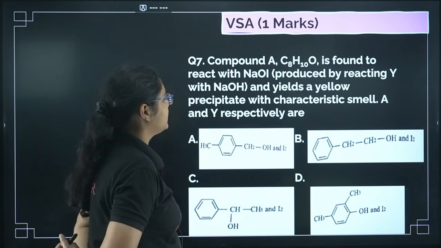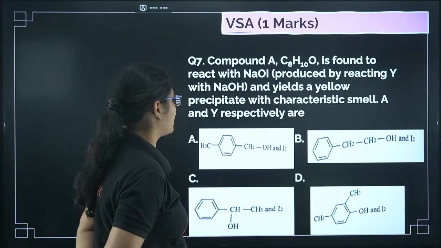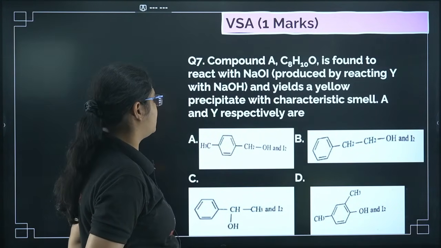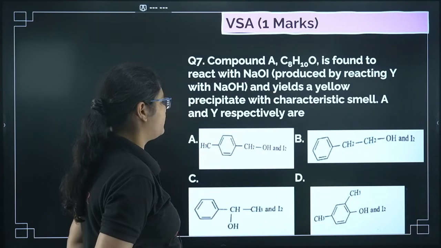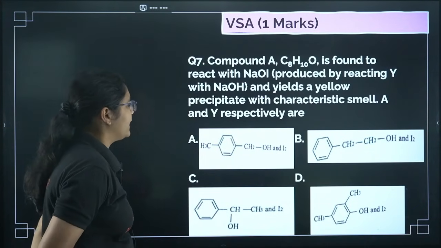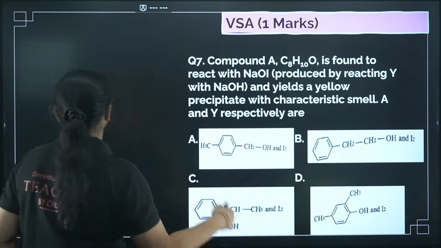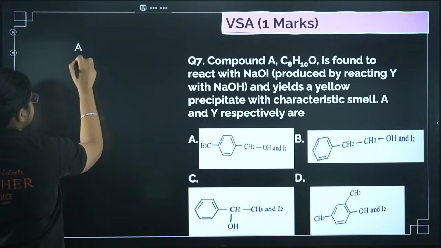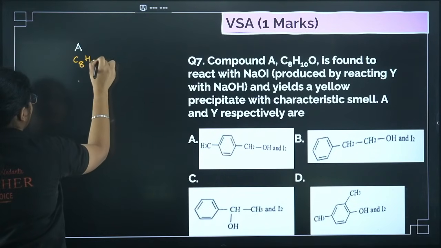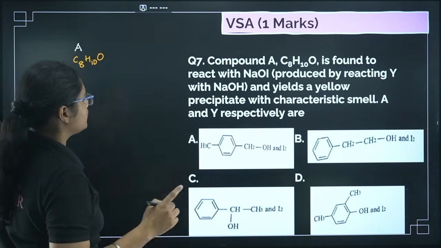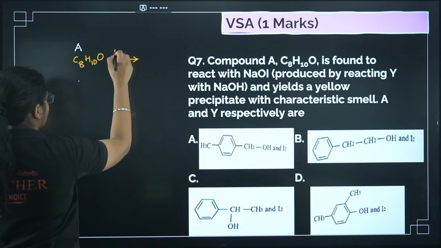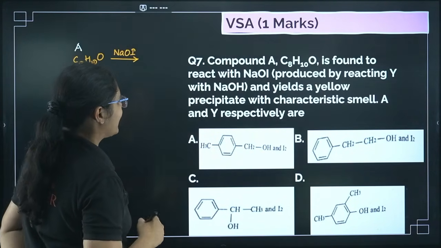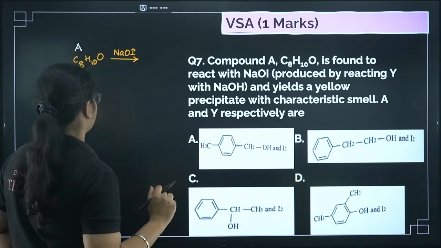Next, compound A, C8H10O, is found to react with NaOI, produced by reacting Y with NaOH, and yields a yellow precipitate with the characteristic smell. A and Y are respectively. Okay, so we have this compound A, C8H10O. Next, it is found to react with NaOI, and it yields a yellow precipitate with characteristic smell.